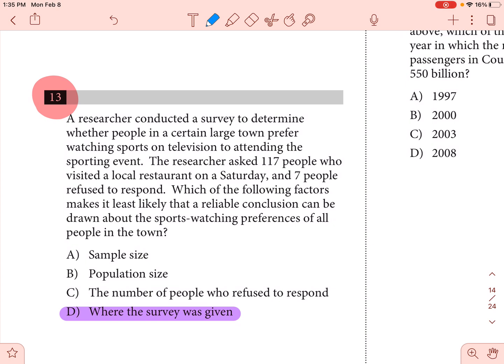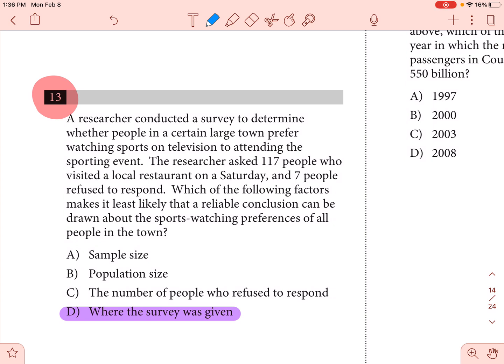A researcher conducted a survey to determine whether people in a certain large town prefer either watching sports on TV or attending the sporting event itself. The researcher asked 117 people who visited a local restaurant on a Saturday, and 7 people refused to respond. Which of the following makes it least likely that a reliable conclusion can be drawn? So here's the deal. The correct answer is D, where the survey was given, but let me explain why.